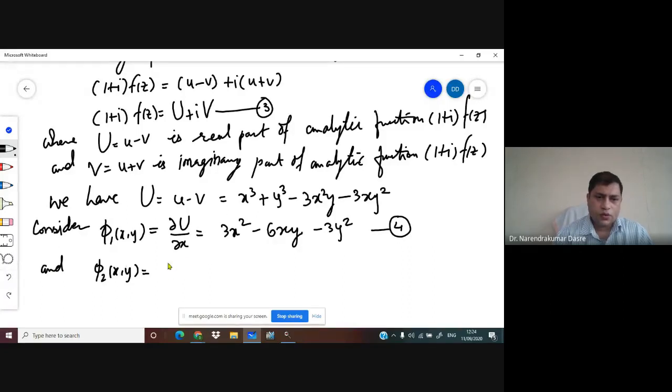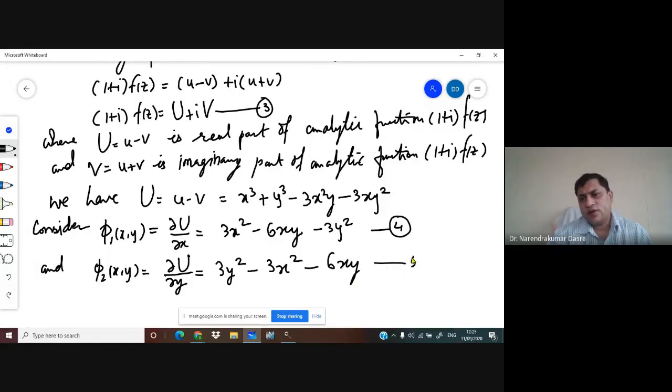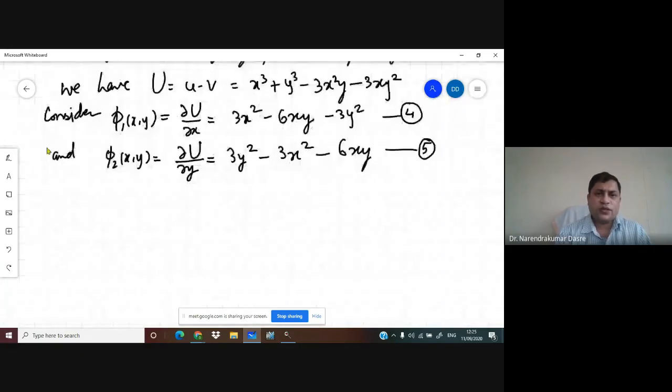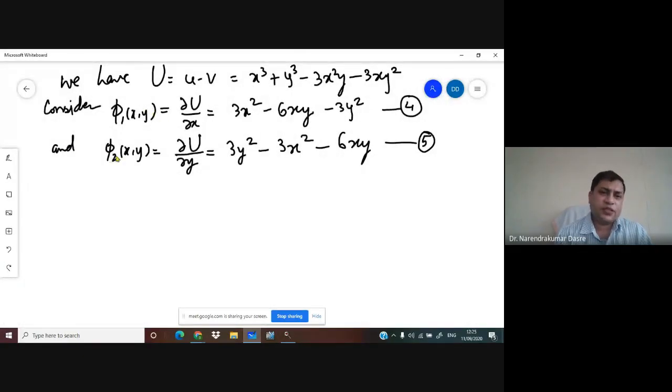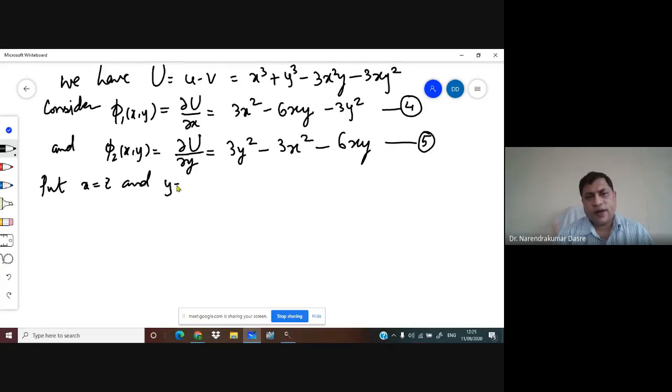And now see what is given to us, u minus v. Whether it is a real part or an imaginary part, we can see it is a real part. And hence we have capital U is equal to u minus v is equal to x cube plus y cube minus 3x square y minus 3xy square. Okay, so this is the real part, and hence we have to use the Milne-Thompson method for a real part.